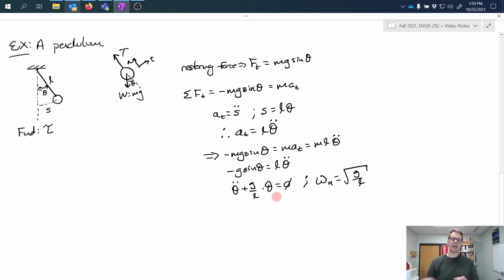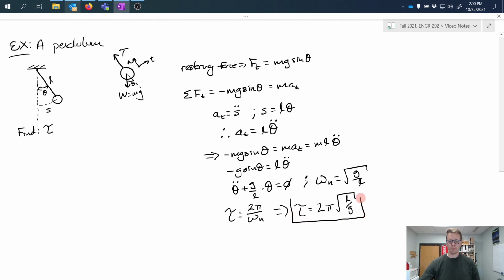Because I know that my equation must have that form where omega n squared is in the position where it's multiplied by theta. Therefore, I can solve for the period tau, recalling that it's equal to 2 pi over omega n. And that gives me that tau is equal to 2 pi square root L over g. So that's a nice general solution which gives me the expected period of oscillation.